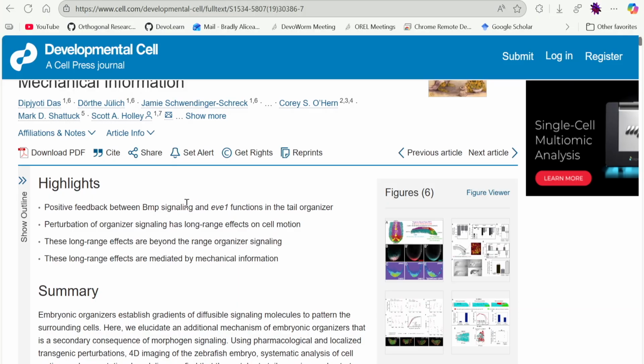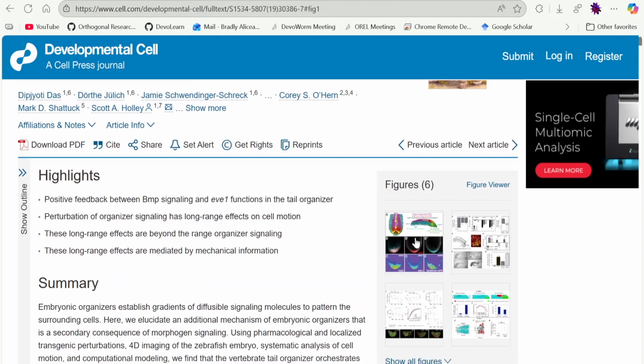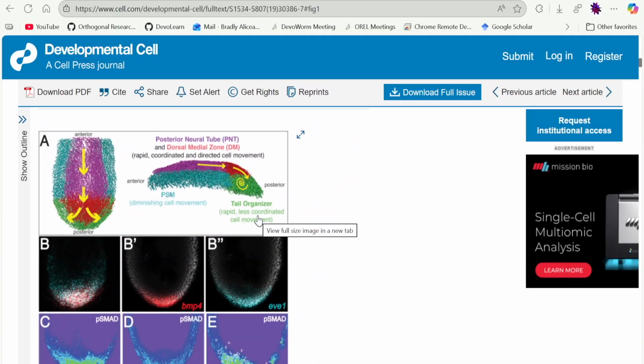So they set up this signaling cascade. Perturbation of organizer signaling has long range effects on cell motion. So you have this organizer signaling. If you perturb it, you can affect the motility of cells. These long range effects are beyond the range of organizer signaling, and these long range effects are mediated by mechanical information.